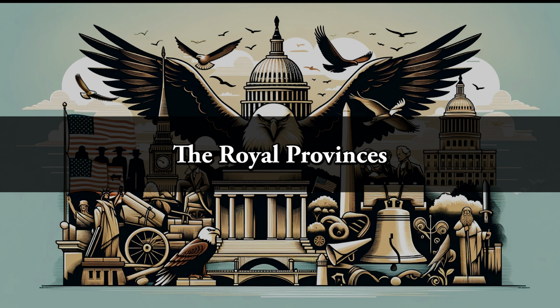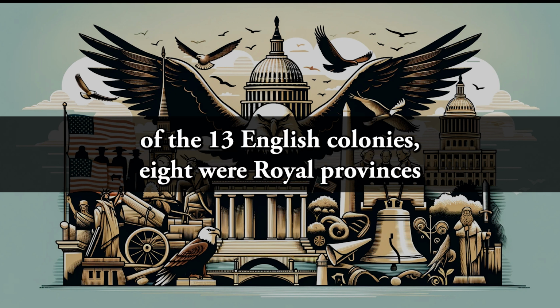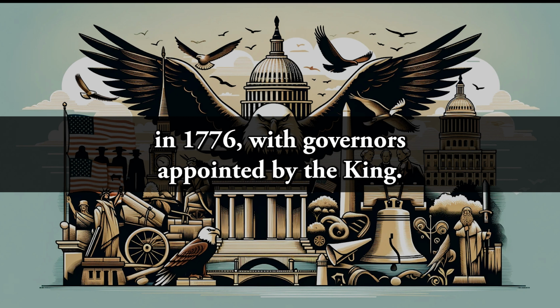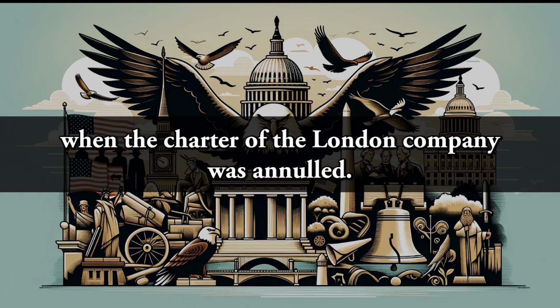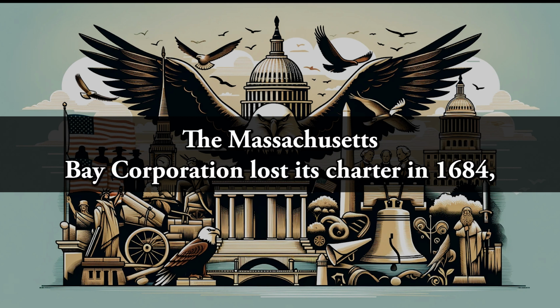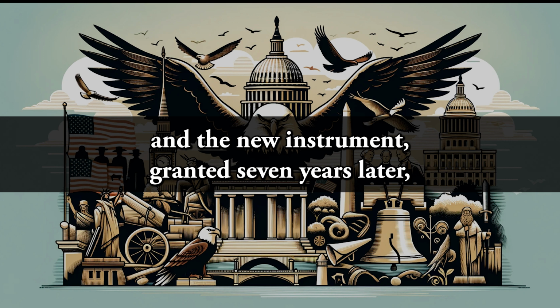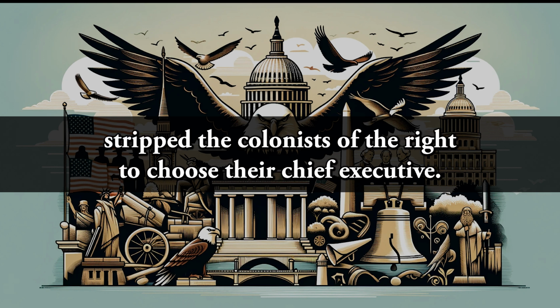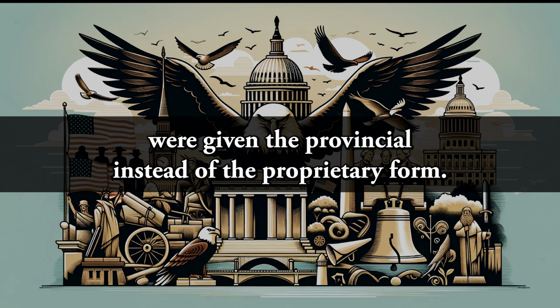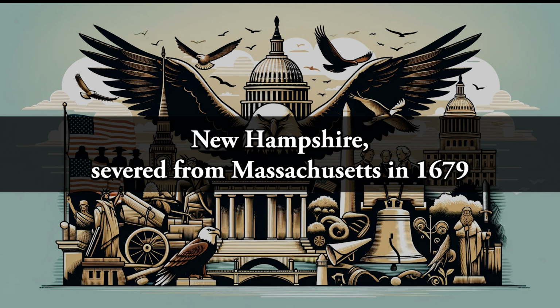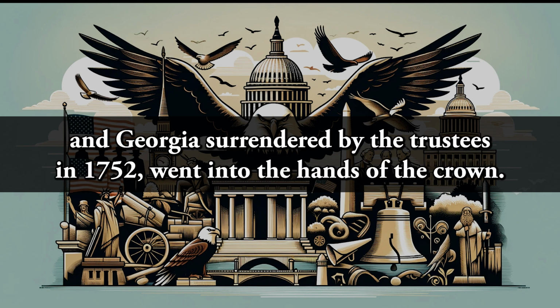The Royal Provinces. Of the 13 English colonies, 8 were royal provinces in 1776, with governors appointed by the king. Virginia passed under the direct rule of the Crown in 1624, when the charter of the London Company was annulled. The Massachusetts Bay Corporation lost its charter in 1684, and the new instrument, granted 7 years later, stripped the colonists of the right to choose their chief executive. In the early decades of the 18th century, both the Carolinas were given the provincial instead of the proprietary form.